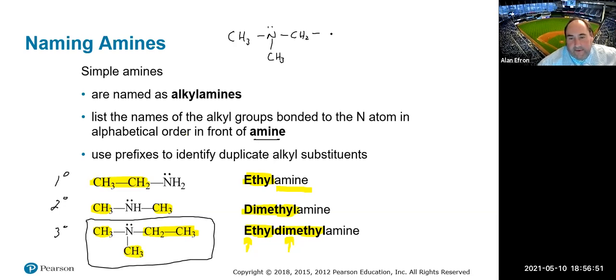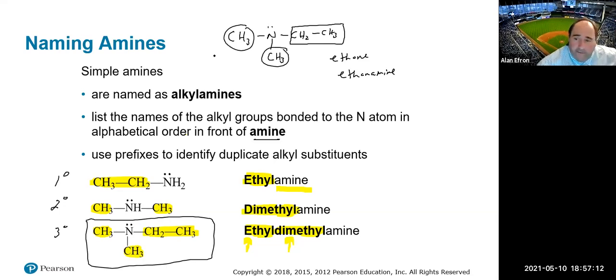They will take the longest carbon chain that's attached to the nitrogen. In this case, it would basically be ethane. They'll drop the E and put ethane amine at the end of it. And now you may be wondering, what would we do with these groups? Normally in a carbon chain, we would use numbers, right? Like 1, 1, or 2, 2.